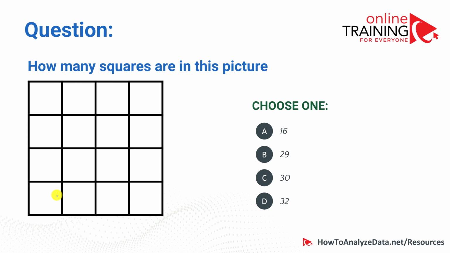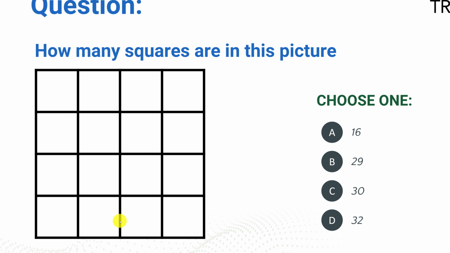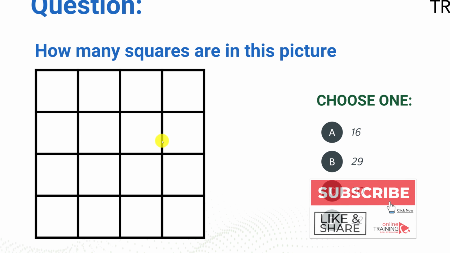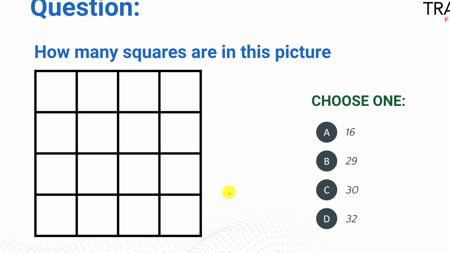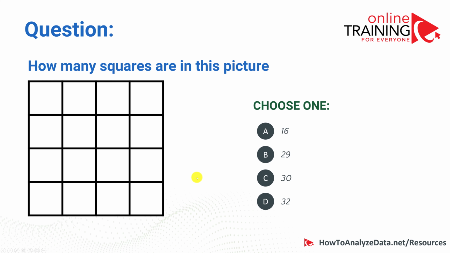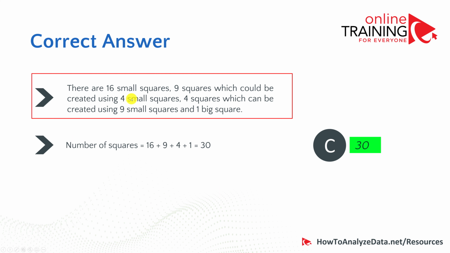The confusing part of this question comes from the fact that squares are not only the small squares shown in the picture. So if you count only small squares, the answer would be 16. But you can have this area as a square, you can have this area as a square, and the large area is also a square. So once you calculate all of those, you will get to the correct answer. And the correct answer is 30, because there are 16 small squares, 9 squares which are created using 4 small squares, 4 squares which can be created using 9 small squares, and 1 big square.